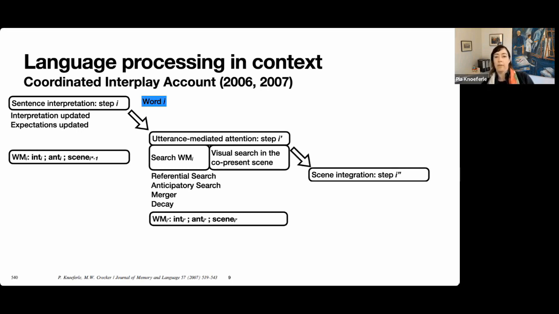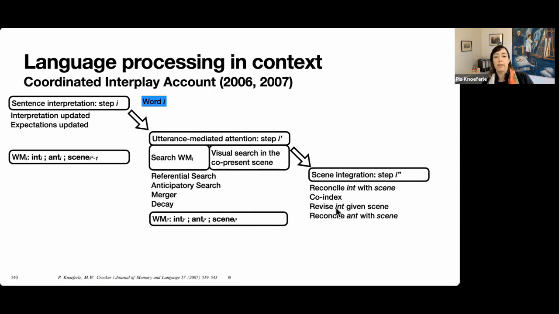And then once you've had this utterance-mediated attention step, or slightly overlapping with it, you're bringing together what you have from language in terms of representations and what you have from the scene in the scene or context integration step. The same would work with a linguistic context. You're reconciling the interpretation with the scene representations. And the assumption here is that we can model this via a co-indexing mechanism that's borrowed from the Jackendoff framework.